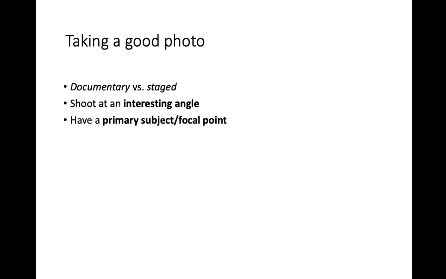Make sure you have a primary subject or focal point. Don't just take a general space. You want to make sure that there's some sort of focus that points to the picture. We talked about adding depth to the photo. So sometimes one way that you can do that is instead of shooting straight on, shoot from an angle. And sometimes that can provide a more interesting perspective as well.